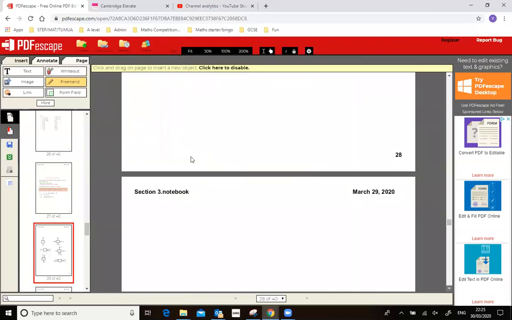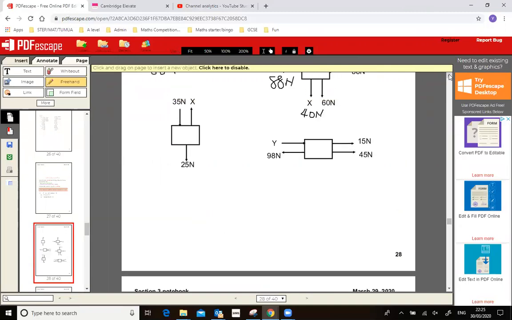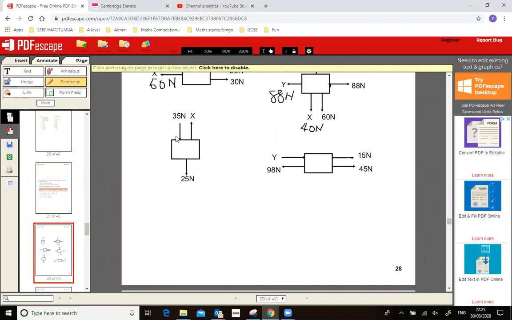Okay, now let's have a look at the next one. All right, so in this case, we can see we have 35 Newton. Now be careful here. The arrow is actually pointing downwards, which means it could be a thrust, so it's pushing down. And 25 Newton is acting downwards as well. So really, the total downward force would be 35 plus 25. And that has to balance with the force acting upwards, which is X. So in this case, which is different to the other questions we've done, X actually equals 35 plus 25. And that comes out to be 60 Newton.